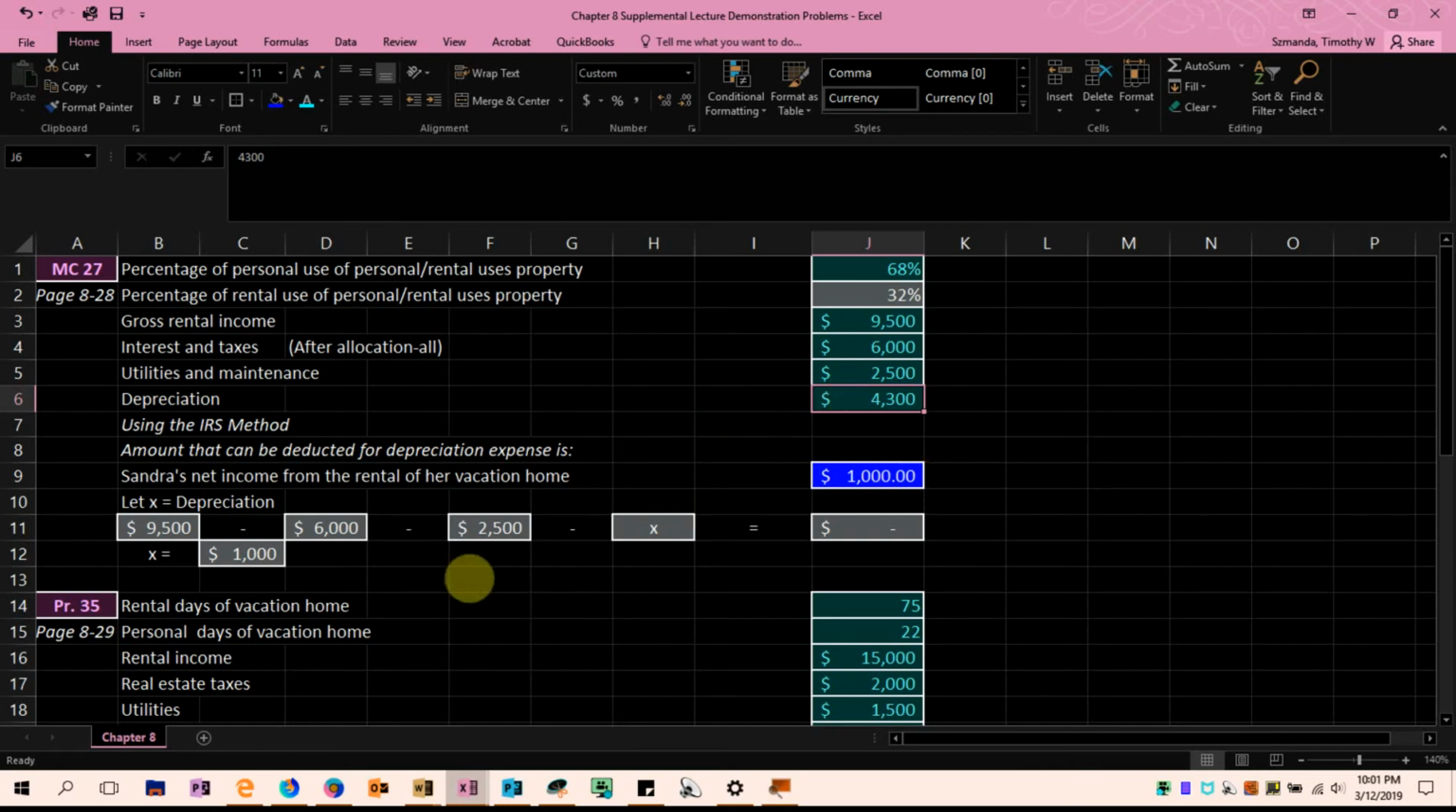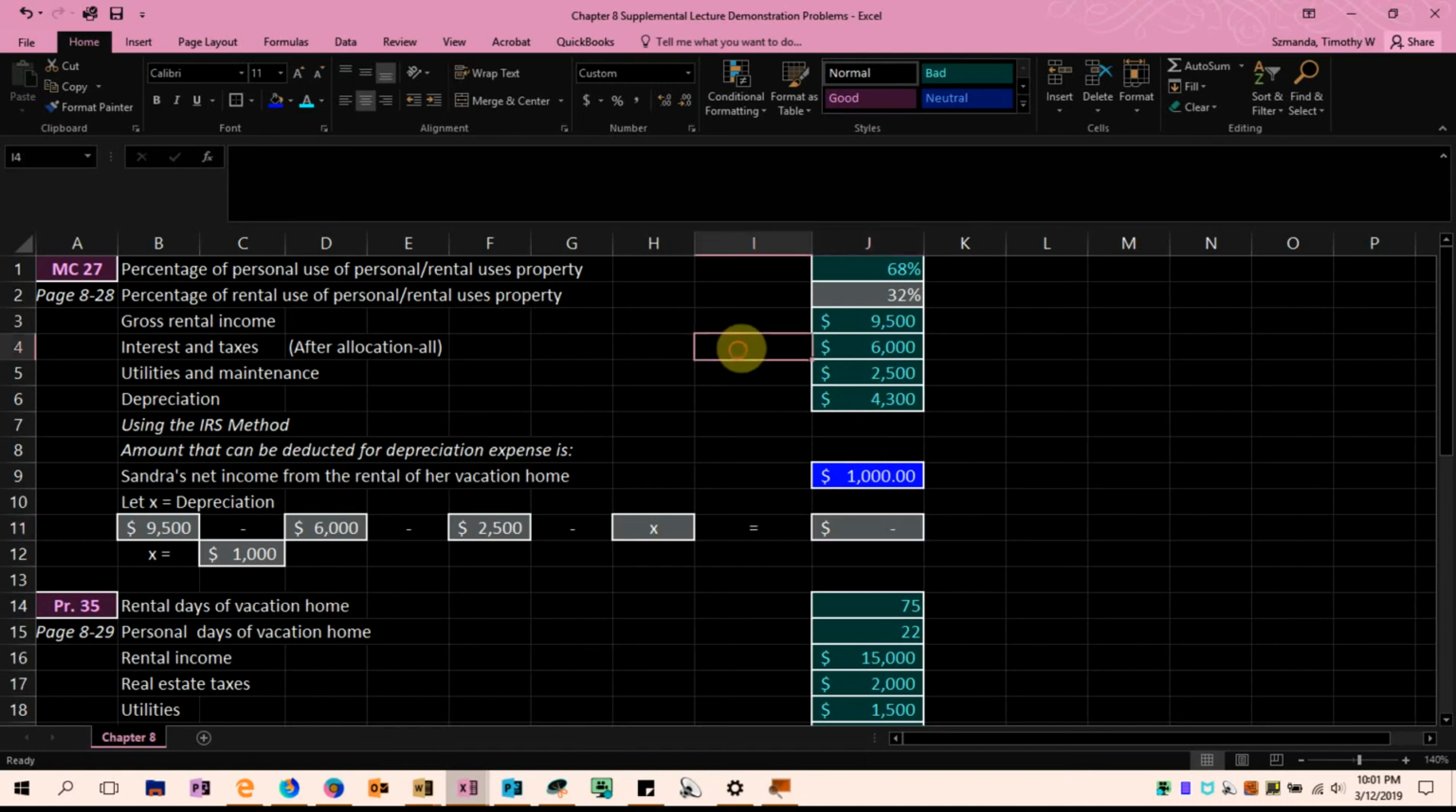deduct? Well, I've set up a little algebraic expression here that'll help us to understand this, hopefully. And I'm letting x equal depreciation because that's what we're trying to determine. How much of this 4,300 can we deduct? So we have $9,500 in gross rental income, and we need to take out expenses, but only to the point where we wind up with zero income. Because as we said, since it's personal rental use, then we cannot create a loss.